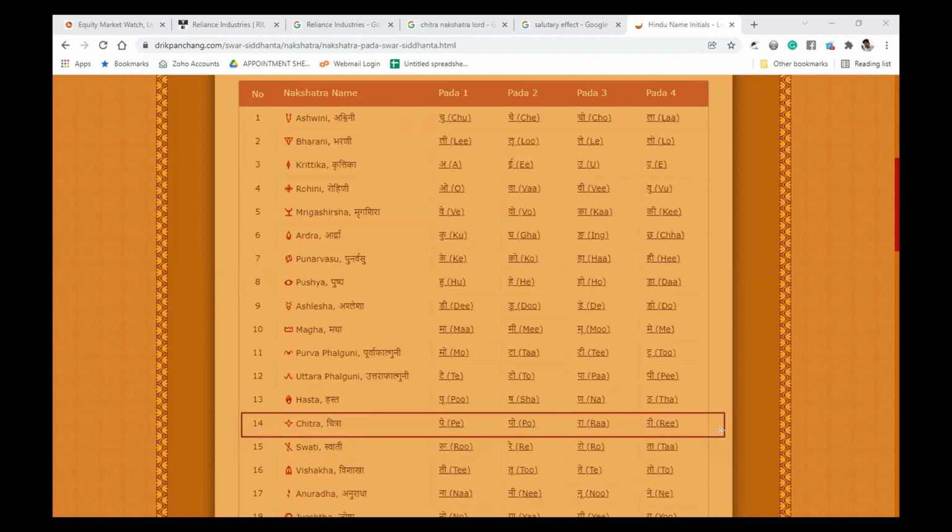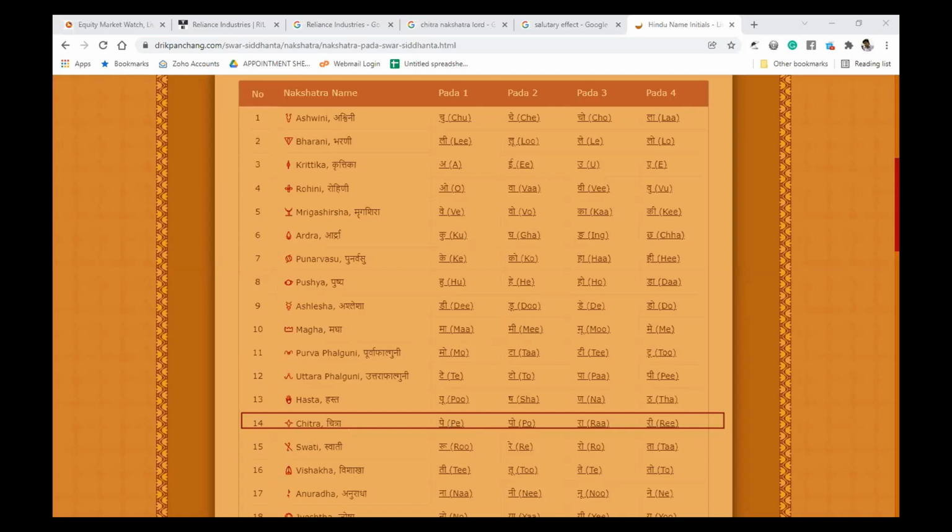Everybody see this underlined thing in Chitra nakshatra. Every nakshatra has four padas or four charan, and every charan or pada denotes one alphabet: Pe, Po, Ra, Ri. We will study this in more detail when we study the Sarvatobhadra Chakra, but for today I'm keeping it very simple. We will not refer to this every time. I will share a separate chart in the presentation.